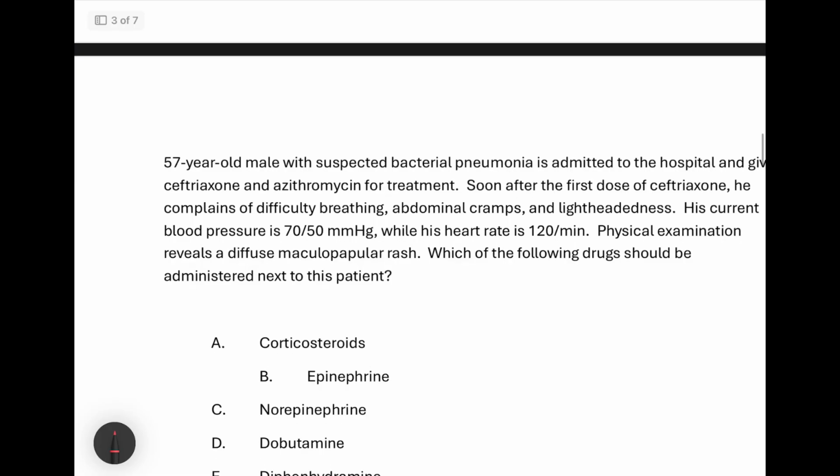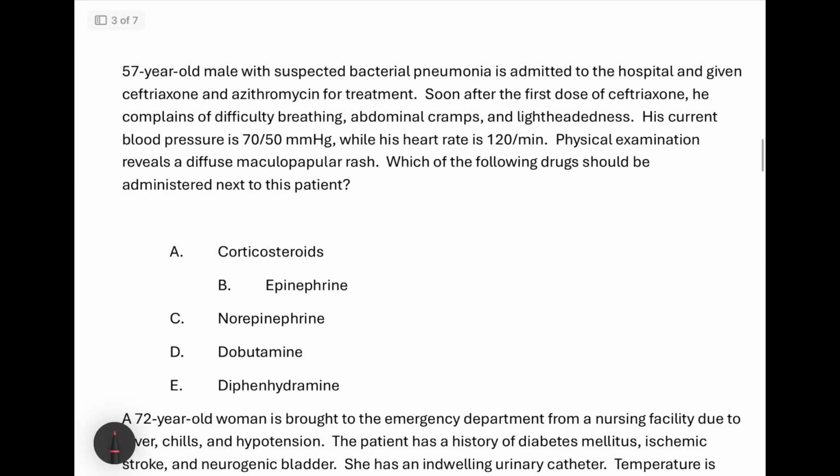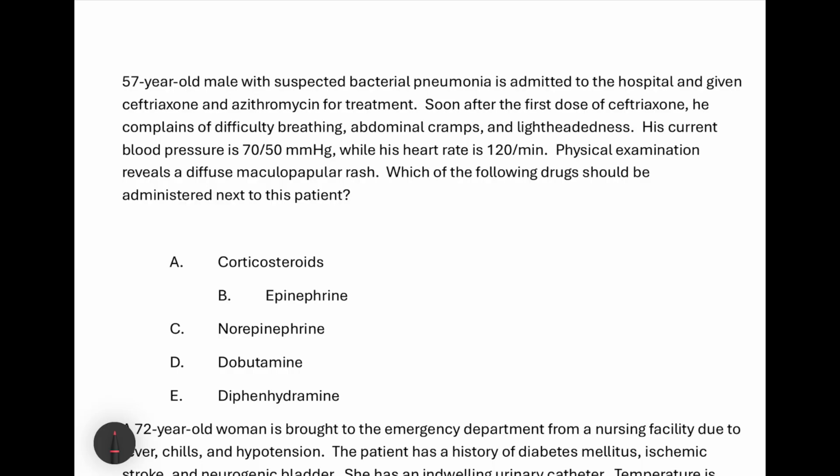Now we have moved to our next question. A 57-year-old man with suspected bacterial pneumonia is admitted to the hospital and given ceftriaxone and azithromycin for treatment. Soon after the first dose of ceftriaxone, he complains of difficulty in breathing, abdominal cramps, and lightheadedness. His current blood pressure is 70/50, while his heart rate is 120. It's a tachycardia and hypotension. The physical examination reveals a diffuse maculopapular rash. Which of the following drugs should be administered next to this patient?